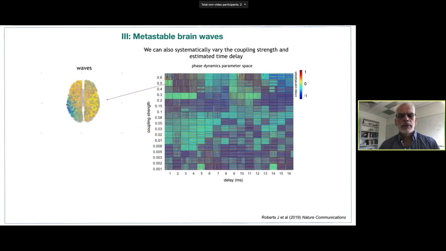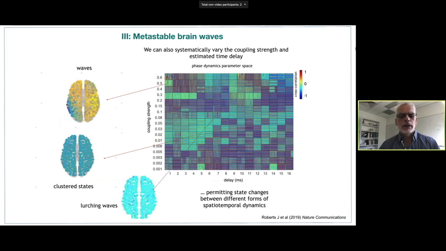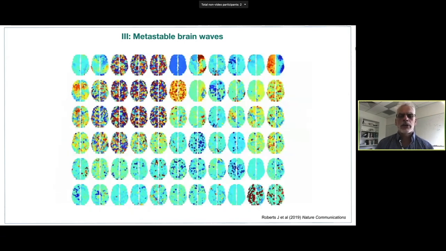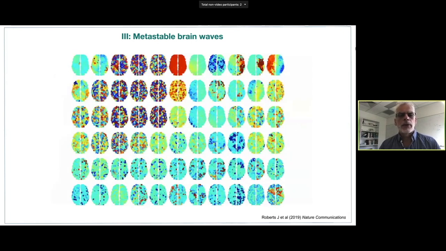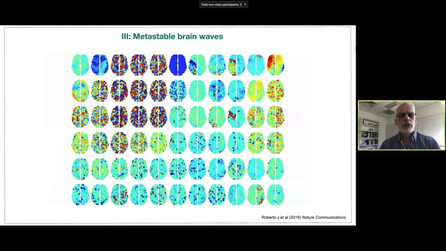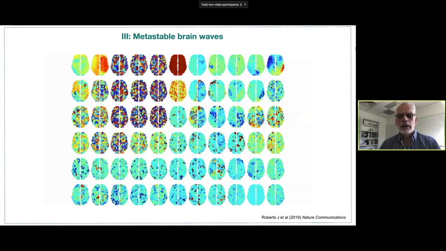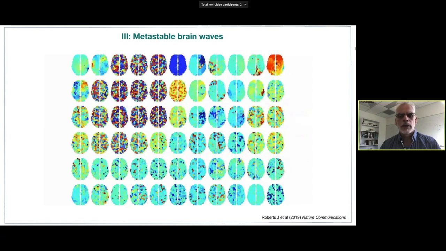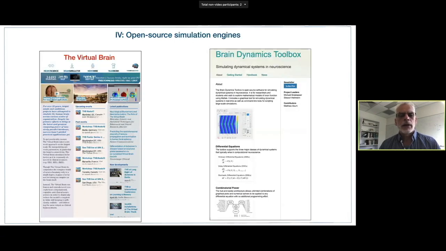Of course, we can change the parameters and we can get waves, we can get clustered states, we can get a combination of clusters and lurching waves. And I won't go into the detail here, but according to the different parameters of the model, we can have this whole repertoire of different dynamical states: random states, traveling waves, whole brain synchronous states, which would be grossly pathological, lurching waves and everything. Now, there are 2 packages to do these simulations.